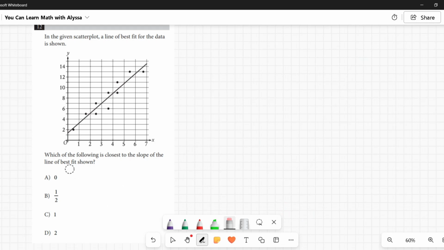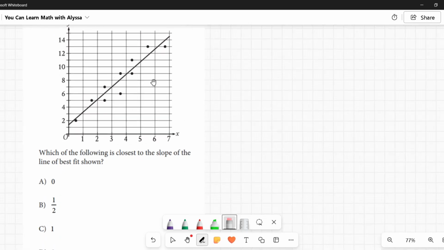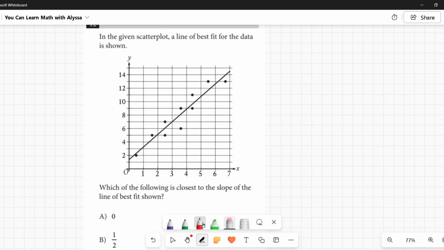It says, which of the following is closest to the slope of the line of best fit? The one thing to be careful about is that we have these big gaps down here that each represent 1, and here we have these small gaps that each represent 1 as well, but the same space on the x means 1 and on the y means 2. Don't let that draw you in to thinking it's going over 1 and up 1. No, you went up 2 according to their scale. Always be mindful of that.